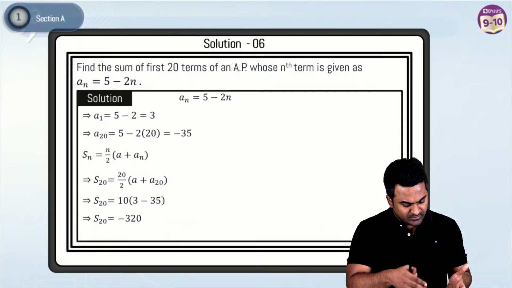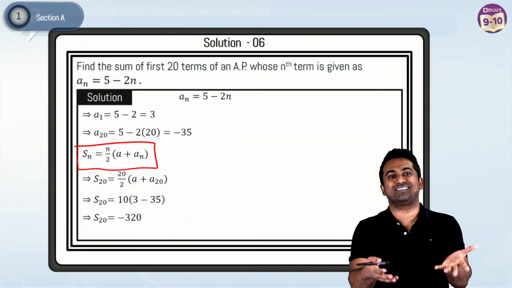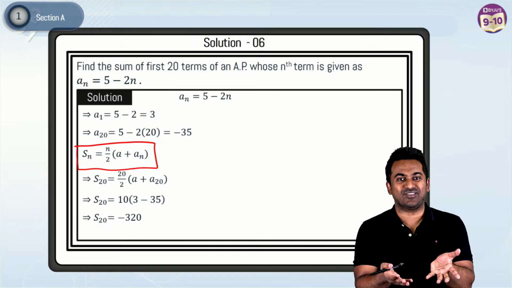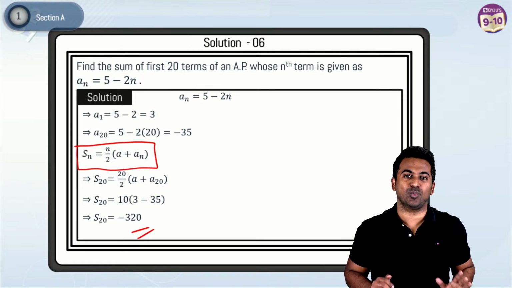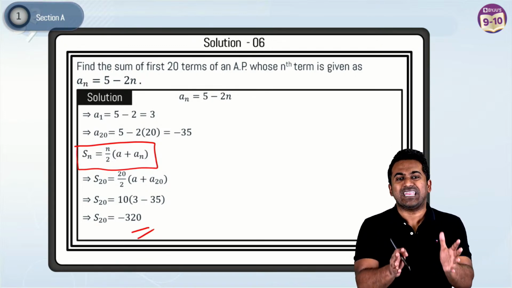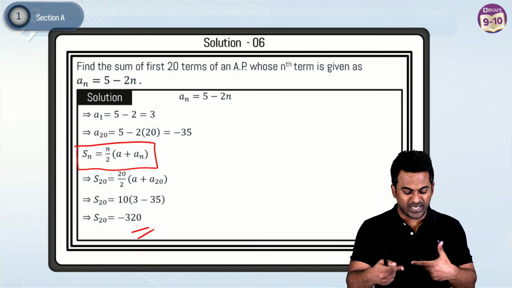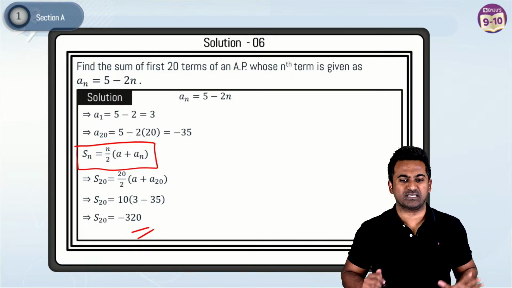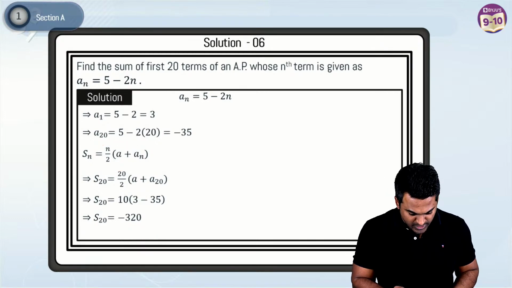Or another way is this formula: Sn, which is n by 2 times first term plus the last term. So you can figure out the 20th term directly, substitute it, and you will get the S20 as minus 320. Both methods would be great. Just make sure you're writing the formulas down, mentioning what the variables are. Otherwise, if you're doing it directly, there may be some marks that may be deducted. Okay, cool. So let's move on to the next question now.